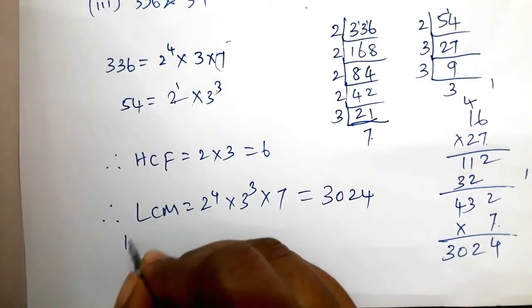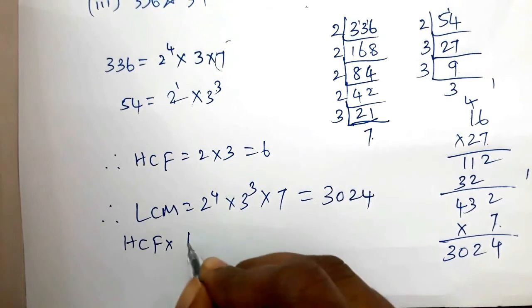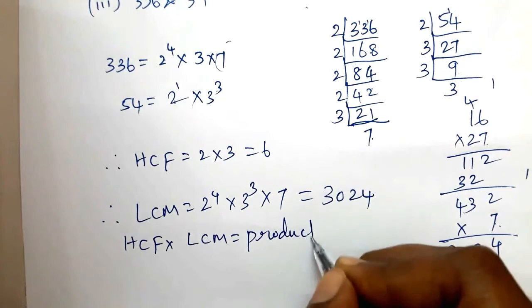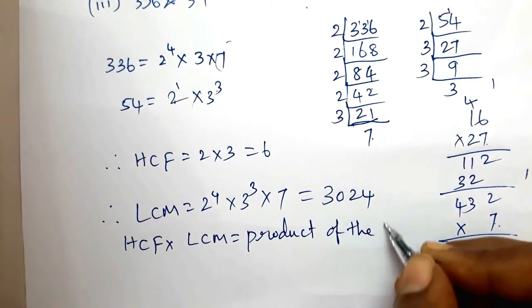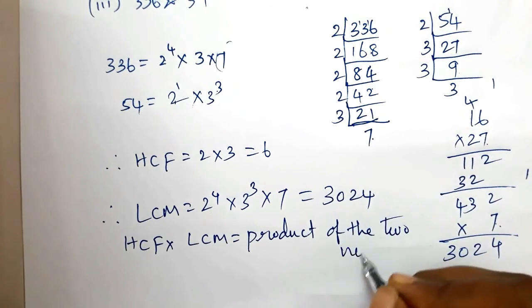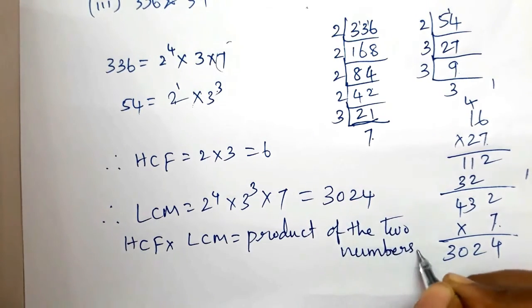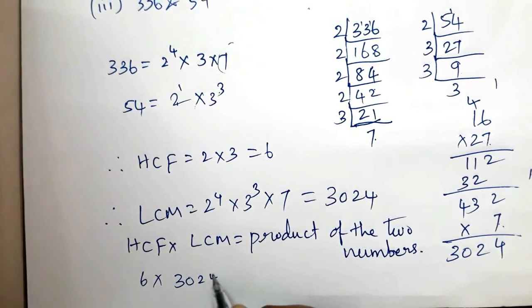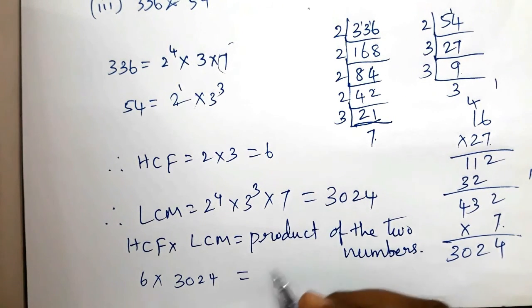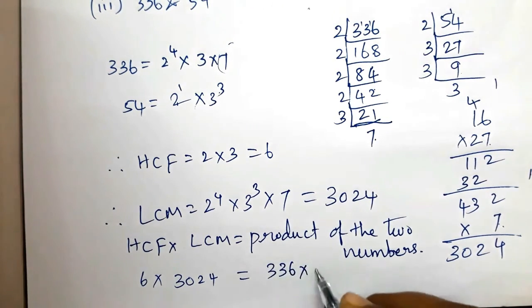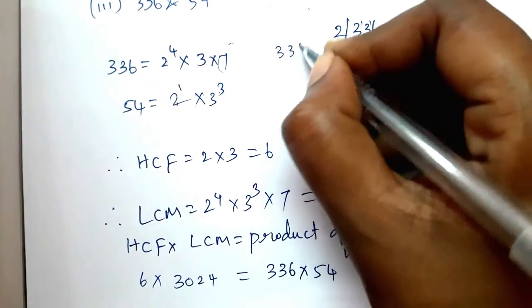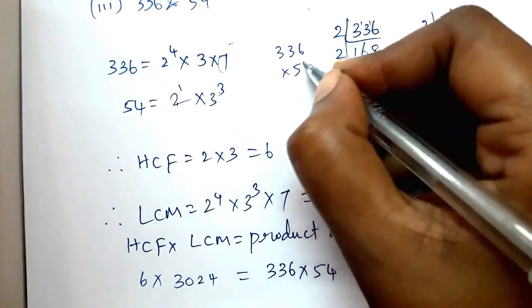Next, do the verification here. HCF into LCM equal to product of the two numbers. Our HCF is 6 into our LCM is 3024 equal to the given numbers 336 into 54. Do the rough work here. 336 into 54.